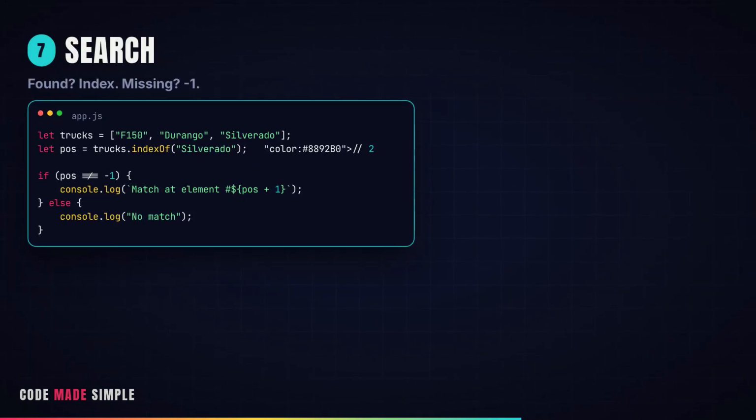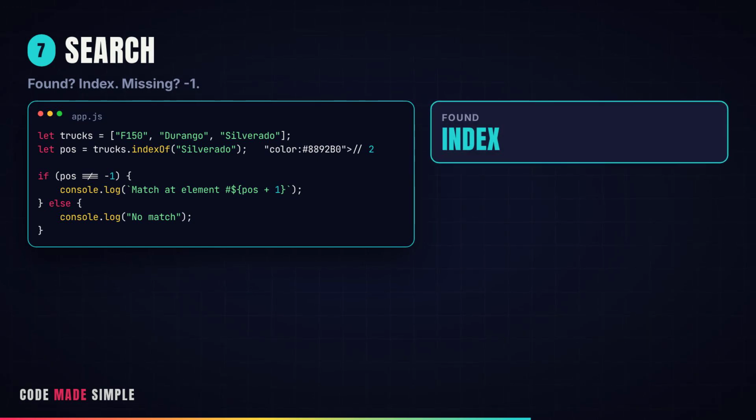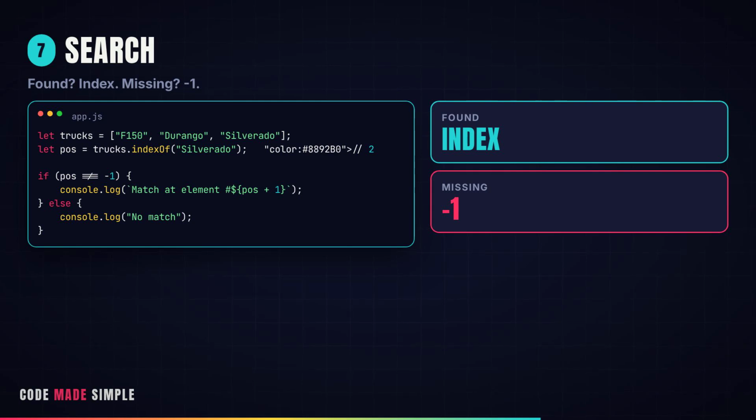Searching. indexOf. Pass it a value. If it exists, you get the index. If it doesn't, you get -1. That's your yes-no check. Found it? Do something. Didn't? Show a message.